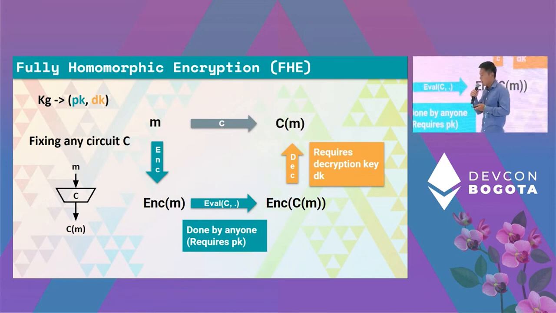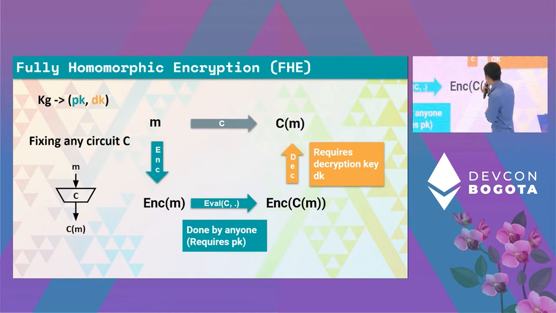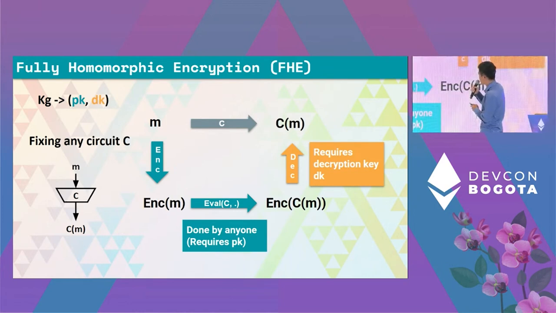Okay, so there's still a single point of failure here, which is the decryption key, right? Anyone who holds a decryption key can get the data. So the idea is we're going to move everything on chain to be encrypted, right? But we don't want a single person to be able to decrypt. So what do we do?